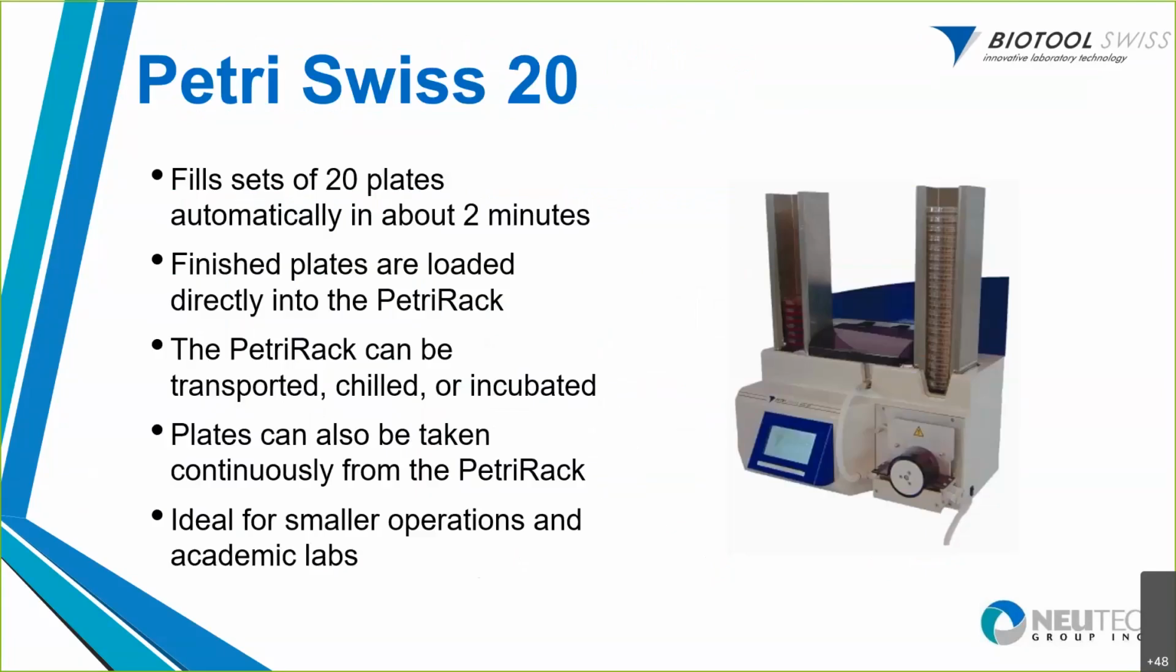So we start off with the PS20, or the Petri Swiss 20. This fills a set of 20 plates automatically. Now, the system does have to have the plates fed to it, so this isn't truly a load-and-go or walk-away kind of system, but it does automate the whole process, so it eliminates, again, those opportunities for contamination. And if you're only running maybe 20 plates, for instance, then this is a great option to get those done very quickly and with very high levels of accuracy.